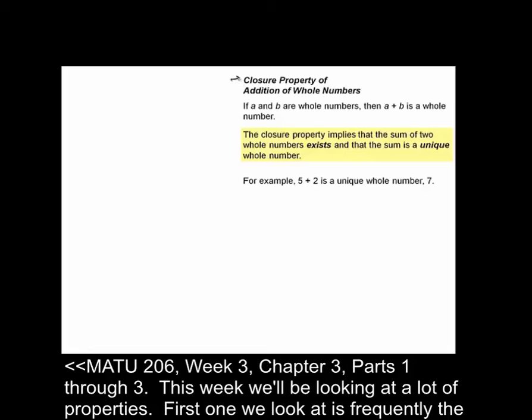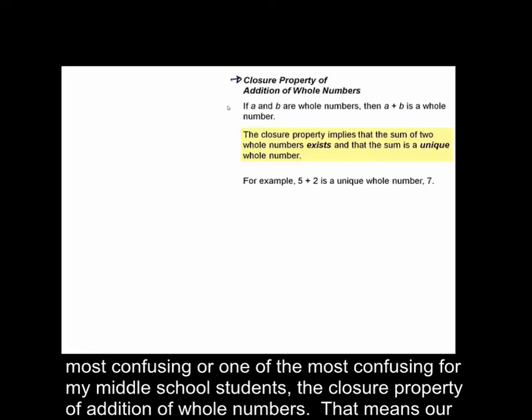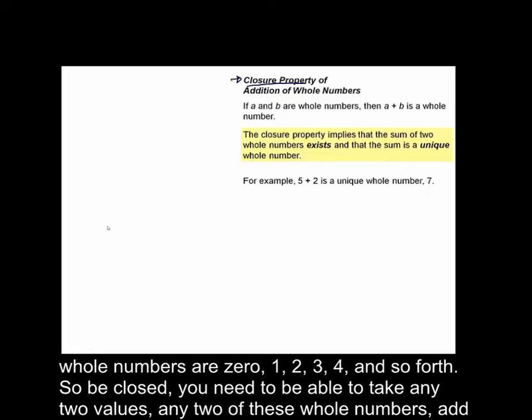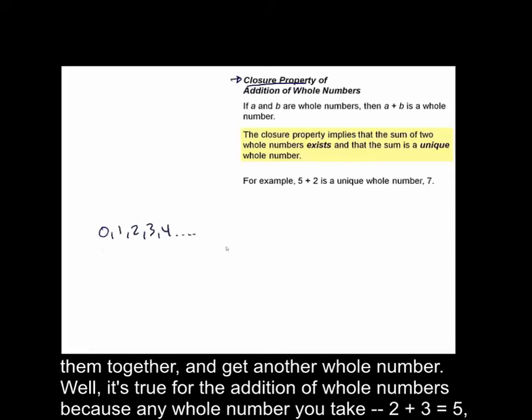First one we look at is frequently the most confusing, or one of the most confusing for my middle school students, the closure property of addition of whole numbers. That means our whole numbers are 0, 1, 2, 3, 4, and so forth. To be closed, you need to be able to take any two of these whole numbers, add them together, and get another whole number.